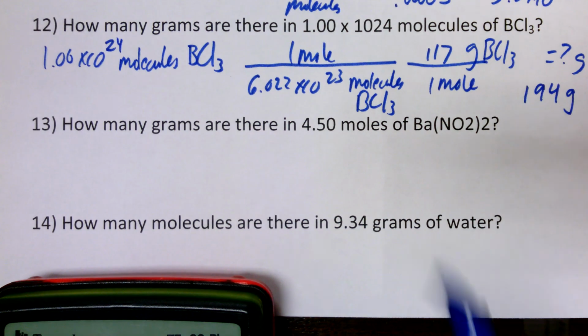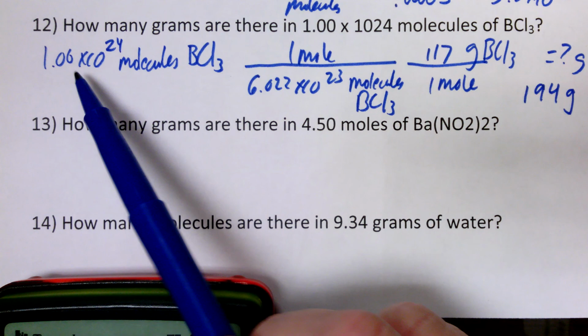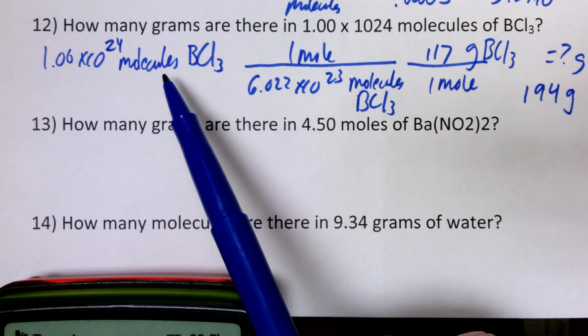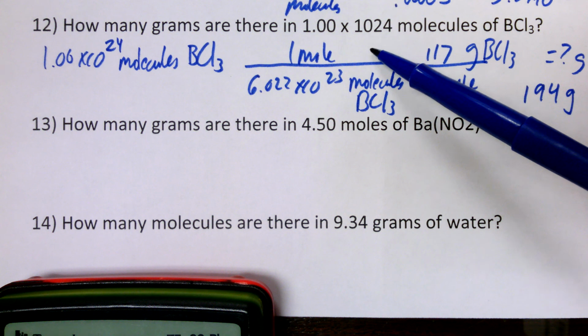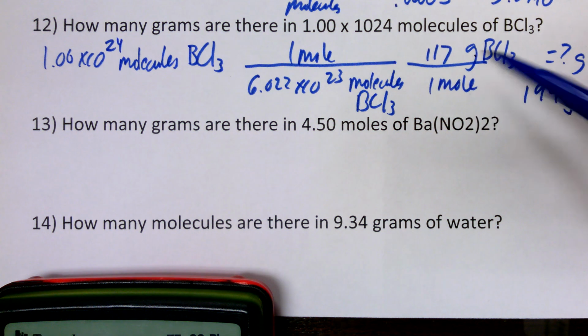All right, so this one I went ahead and set up, trying to speed this up a little bit. We're given the molecules of boron trichloride. We know there's that many molecules of boron trichloride in a mole, and that 1 mole is that many grams worth. Once you do the math correctly, that's the answer you should get.